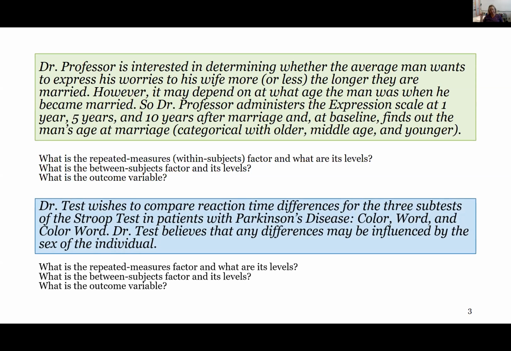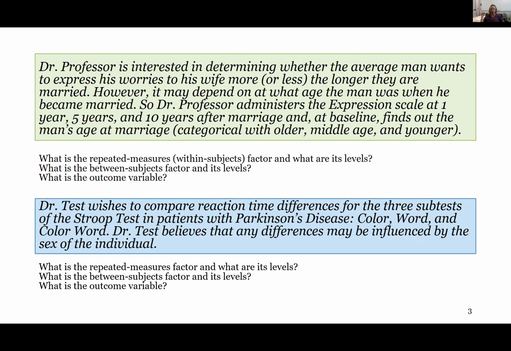Okay. Here's another situation, and this is going to sound familiar. Dr. Test wishes to compare reaction time differences for 3 subtests of the Stroop test. So subtests of a whole test can be looked at as repeated measures. He's looking at Parkinson patients, and the 3 subtests are called color, word, and color word. Dr. Test believes that any differences may be influenced by the sex of the individual. So we need to decide what's the repeated measure or within subjects factor and how many levels it has, what's the between subject or independent grouping factor and how many levels that has, and what's our outcome variable?